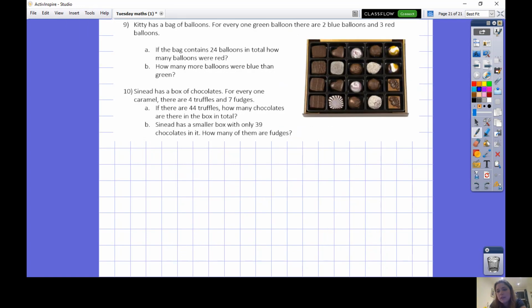Okay, and then these challenge ones, if you did them, really well done. Kitty has a bag of balloons. For every 1 green balloon, there are 2 blue balloons and 3 red balloons. Sorry, this one had 3 as well, making my total 6. If a bag contains 24 balloons in total, how many of the balloons were red?